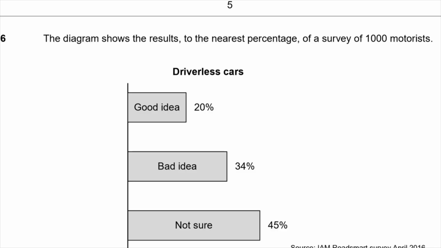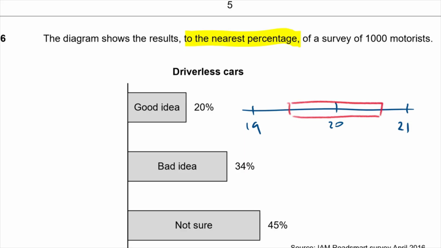So actually, this is to the nearest percentage. It's a limits of accuracy question, isn't it? So if it was 20% to the nearest percentage, it means it's been rounded off to 20. Now, the next percentage up would be 21, and the next percentage down would be 19. So the ones that round to 20 are the ones that are halfway between those two. So the limits are going to be 19.5 and 20.5. They're the ones that round to 20 to the nearest percentage.